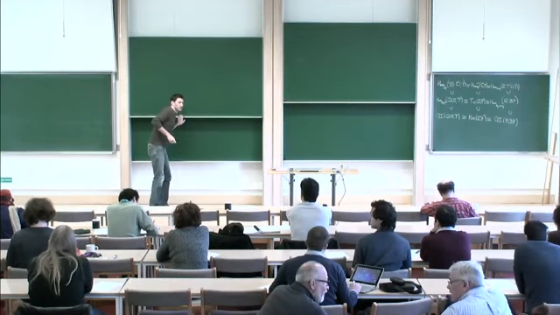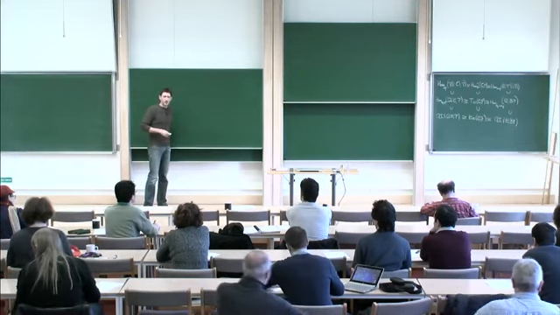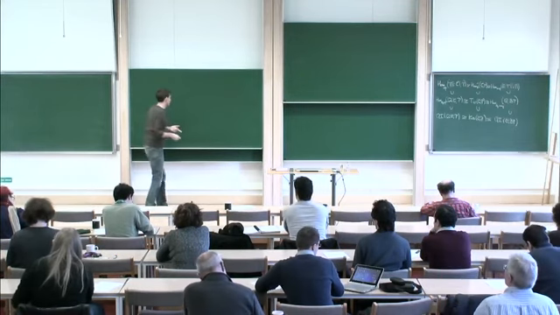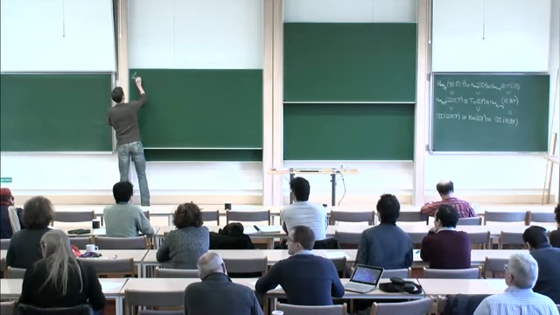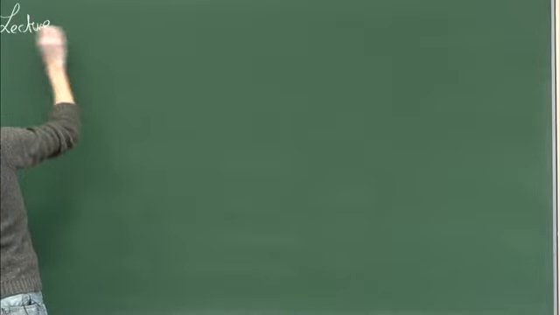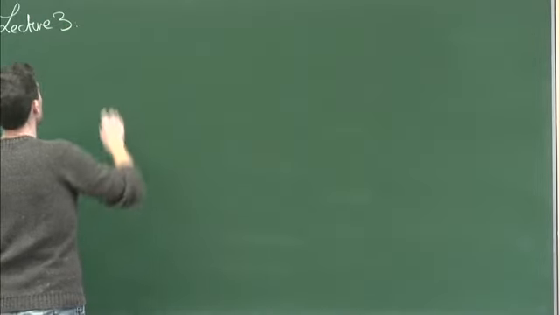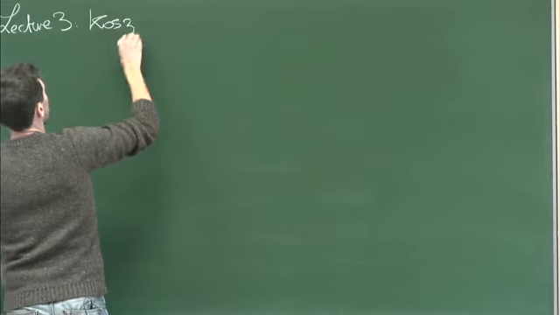So I think that should be lecture 5, but I think I have to finish lecture 3 before. So I remind you that lecture 3 was about Koszul duality for operads.